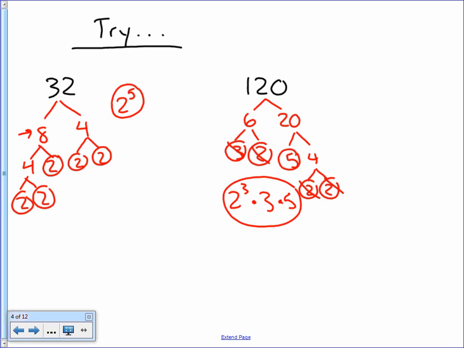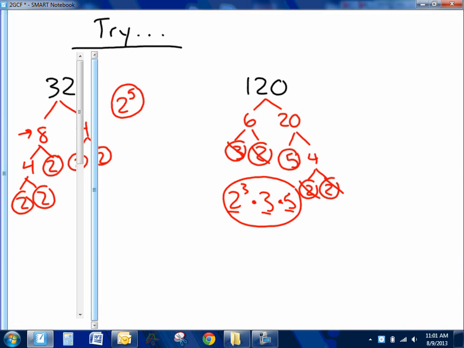You might notice how I go from the lowest prime number to the highest prime number. It's okay if you don't do that, but it organizes your mind a little bit about what prime numbers are inside that prime factorization.